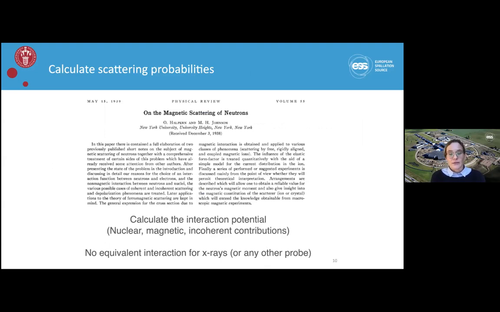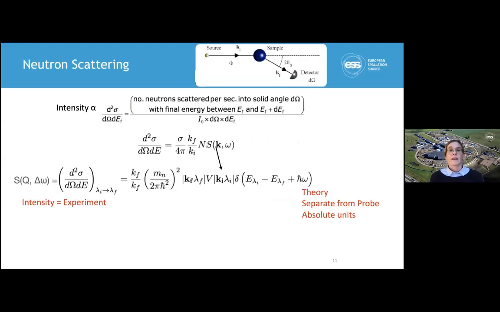Beyond that, I don't expect you to read this slide, but it's just interesting. Now we're at 1938, and Halpern and Johnson were able to calculate the interaction potential, such as the nuclear, magnetic, and incoherent contributions. So you've already heard about these contributions, but they were calculated in 1938. And I think what is important to understand is that there is no equivalent interaction for X-rays or any other probe, really. So it was a very large step forward.